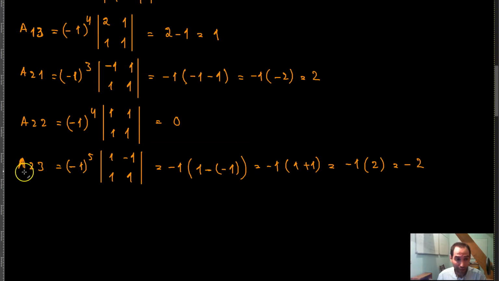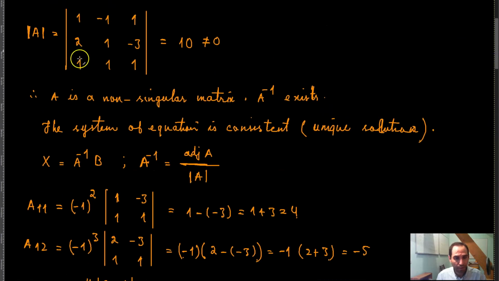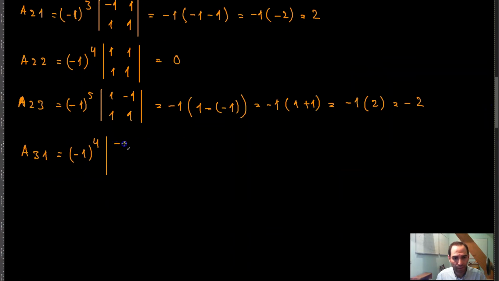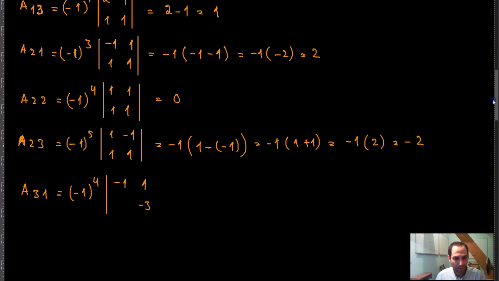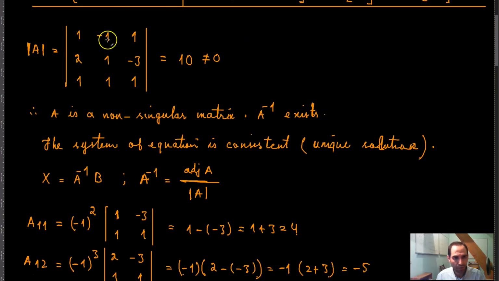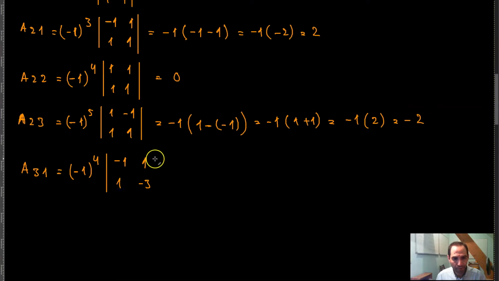And A of 3, 1 is negative 1 raised to the 4th power times the minor of this element, 3, 1. So the third row, the first column. Delete this column, delete this row: negative 1, 1, 1, negative 3. I had a negative 3 and forgot the rest, so the determinant is negative 1, 1, 1, negative 3. So you have 1 times, that is positive 3 minus 1, which is equal to 2.